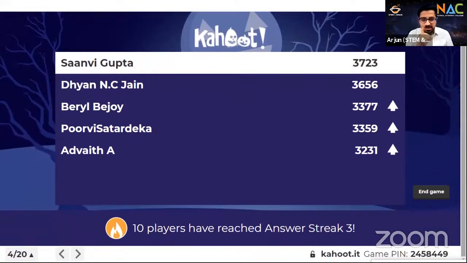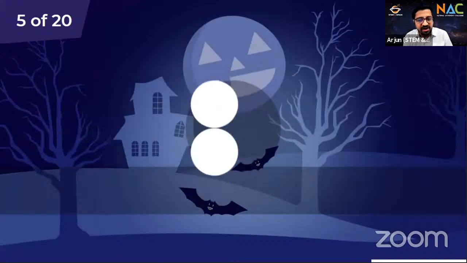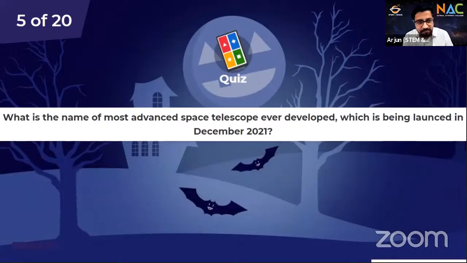So here, I'll show the game pin once again for all the students who have just joined us and want to join the quiz. Game pin is always visible on the bottom right corner. It is right here. And with this, let's get to the next question. Question number 5, worth double points this time.